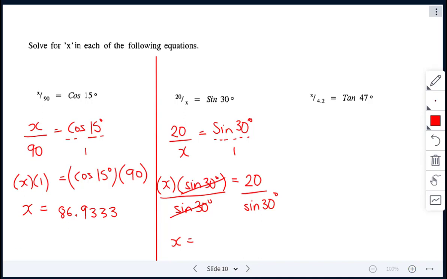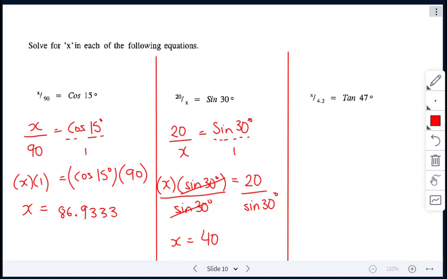So let you guys put that into your calculators. All right, so for this one, then, we should get x is equal to 40. And again, if you did cross multiplication, you would have seen it would have been 20 times 1 divided by sine of 30 degrees, which is exactly what we saw here algebraically.